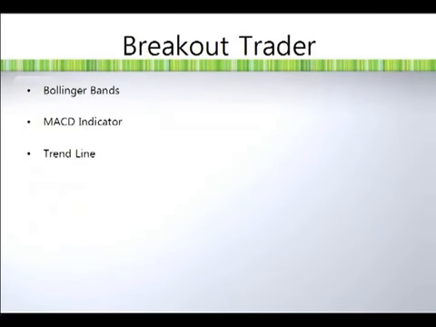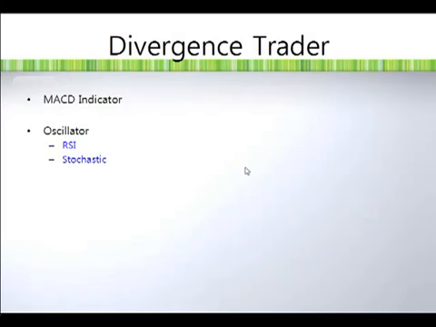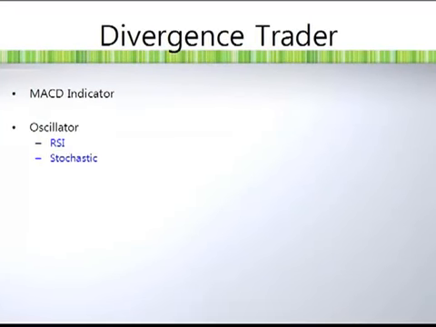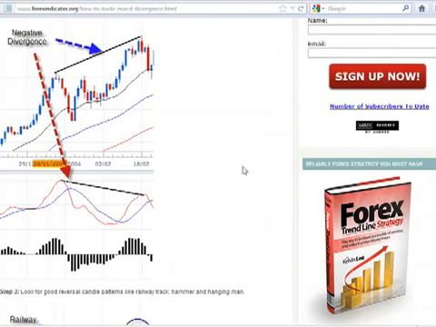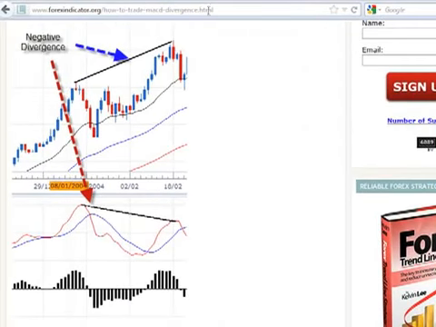Okay, so the next strategy that we're going through is the divergence strategy. The divergence strategy usually refers to MACD indicator divergence. So let me show you some examples on my blog again. So here we are. On this page of my blog, I show you how to trade MACD divergence. You can see here, this is a MACD indicator. Like I just said, it has a histogram here.